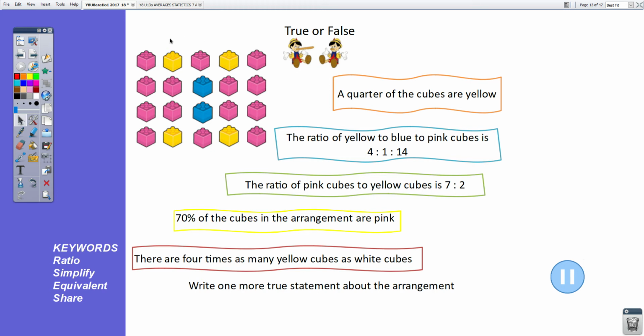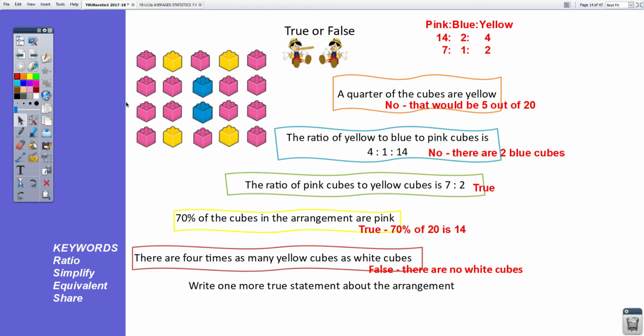Okay, let's have a look. Right, again we start by making a statement about the number of pink, blue and yellow cubes. There are 14 pink, 2 blue, 4 yellow, and it's worthwhile simplifying if we actually can. Here we can divide each of these 3 numbers by 2 to get 7 to 1 to 2. Now let's see how we can use this ratio to help us answer these questions, decide if they are true or false.